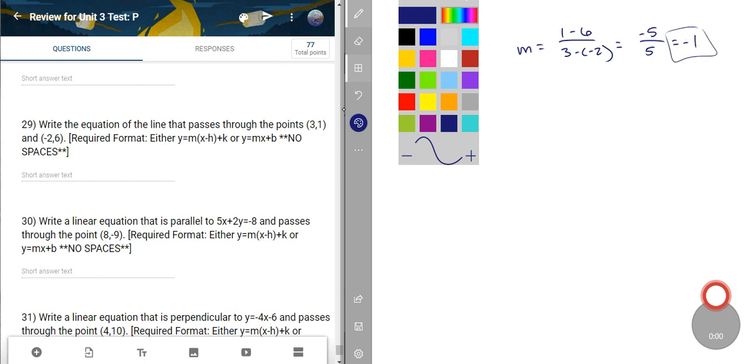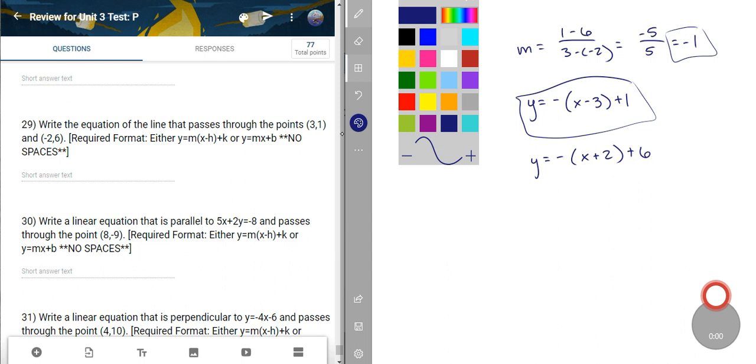Now you can pick either one of these coordinate points, and the answer key is designed that way as well. I'm just going to grab that very first coordinate point, the 3, 1. So I'm going to call this y equals negative 1 times x minus h plus k, and I'm done. You could have also done the second coordinate point, so this would be y equals negative 1 times x minus h plus k.